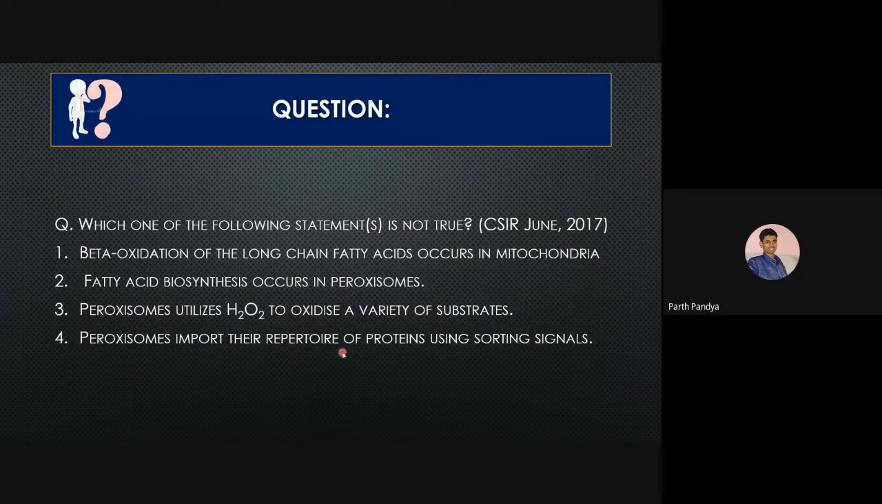So it should be A. Option B. Why does it seem so? Yeah, it is the second option. Fatty acid biosynthesis does not occur in peroxisome. Where does it occur? In cytosol. Sure. Come on, mitochondria. We saw.